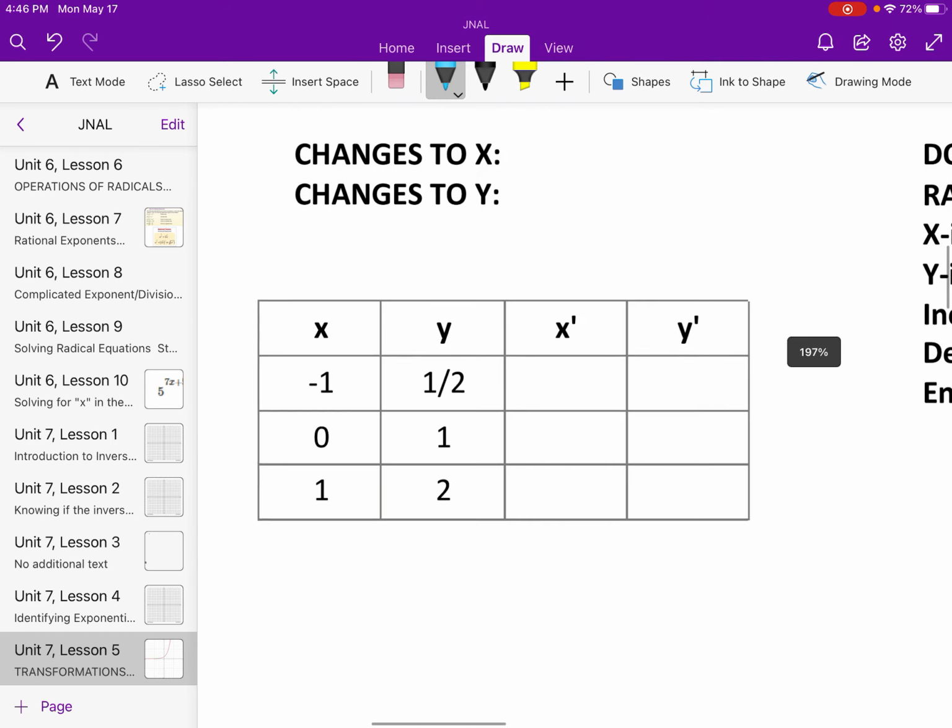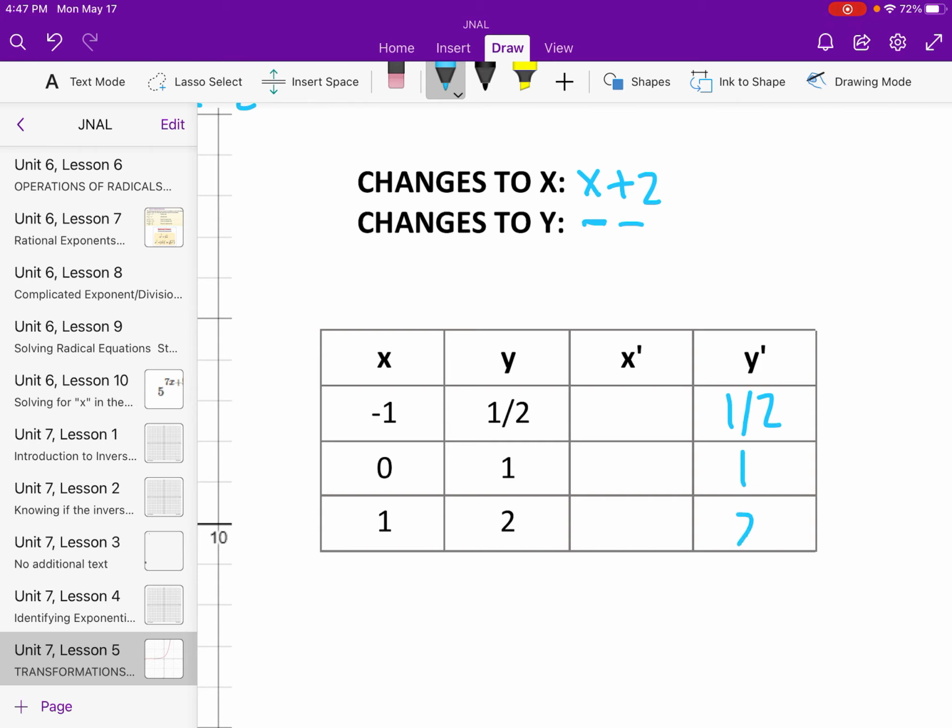So here's a table. Based on this table, we're going to change things. These are the original points for the parent function. I have prime here because the transformation's been made. Since no changes happen to y, we'll just keep them the same: 1/2, 1, 2. And we need to add 2 to these x values. Negative 1 plus 2 is 1. 0 plus 2 is 2. 1 plus 2 is 3. So these are the points we need to plot.